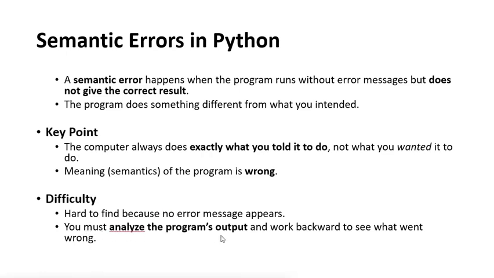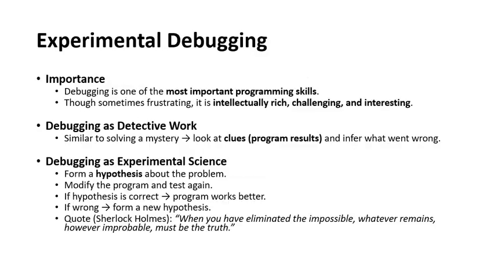You must analyze the program's output. What are all the outputs you are getting? You have to analyze that and work backward to see what went wrong. You have to go and check all the program code once and change it accordingly. This is a semantic error. And the next one is experimental debugging.